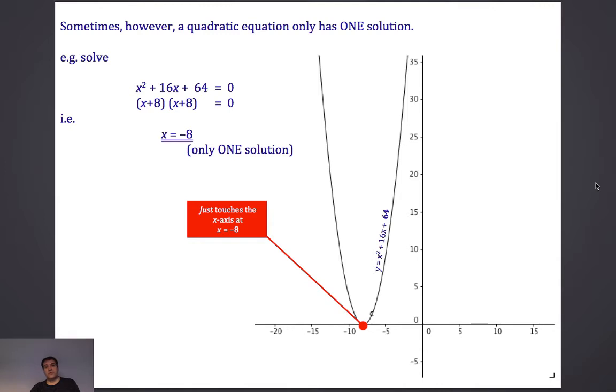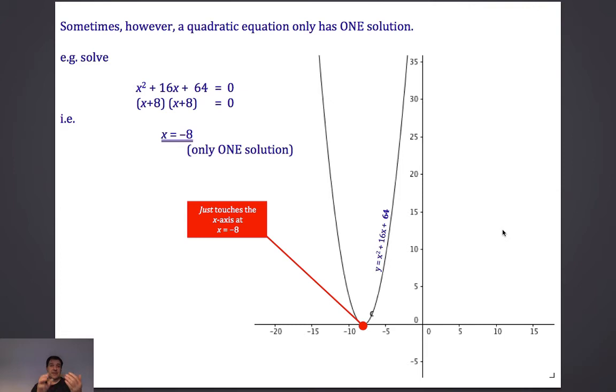So we talked a little bit more about the relationship between graphs and their solutions. In this one, for example, x squared plus 16x plus 64 equals 0. If you factorize that, you get the same thing in the two brackets, x plus 8 times x plus 8. So in this case, it only has one solution, x equals minus 8.